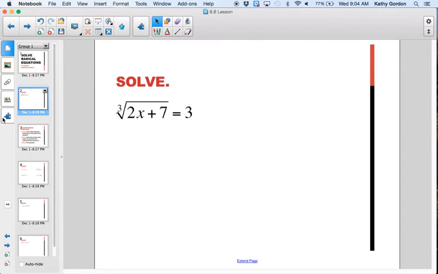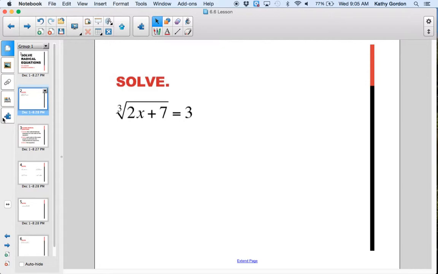So let's say you have something like this as an equation that you're being asked to solve. On the left side, we've got the cube root of the expression 2x plus 7. And then we're saying that that's supposed to be equal to 3. Okay? So let's just go with our gut for a second. What does your gut tell you to do first? Cube both sides. Does that seem reasonable? Yes.